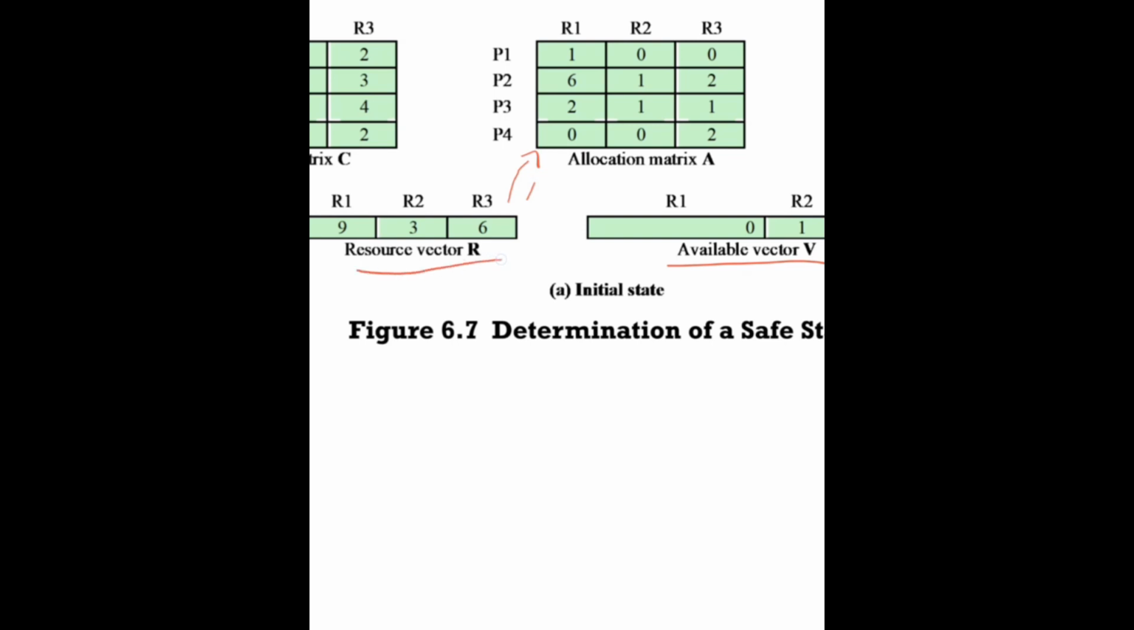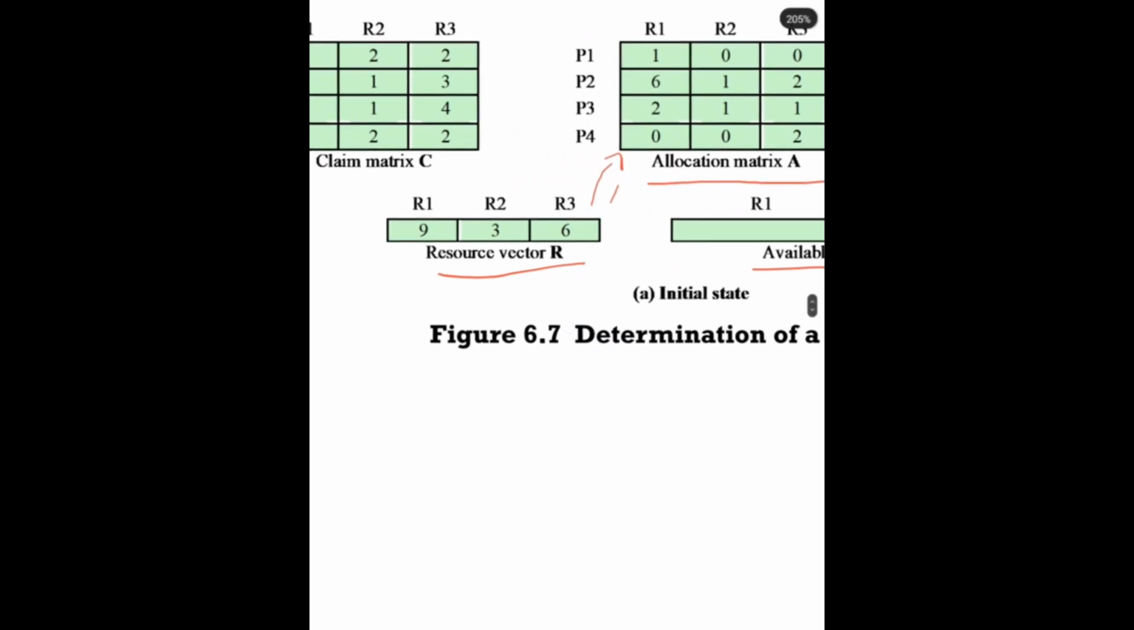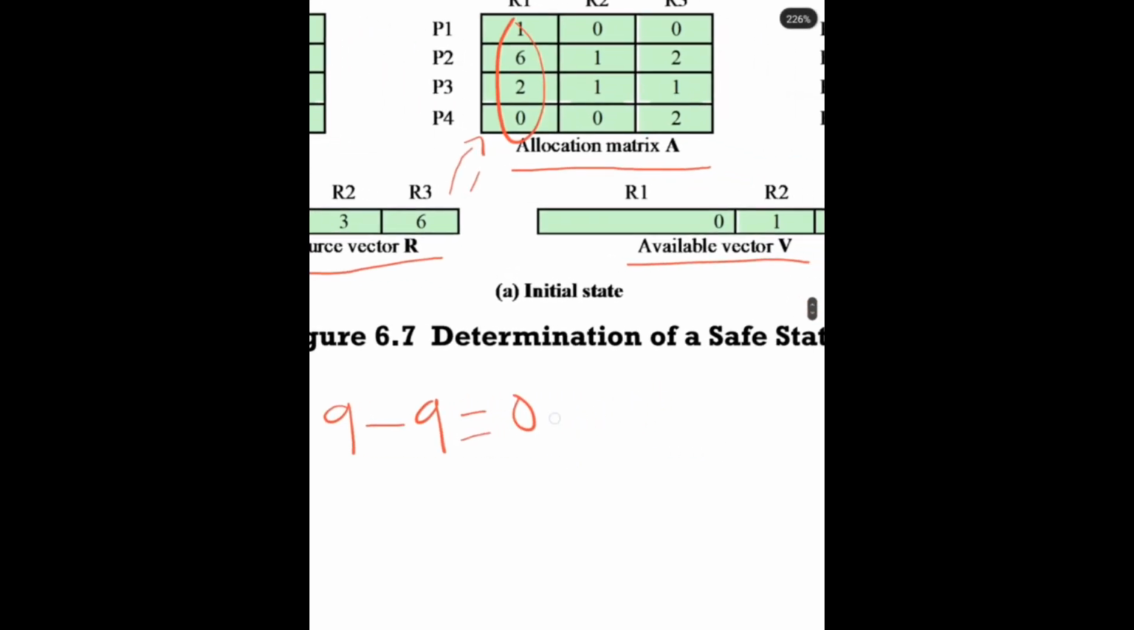After that, we need to find the available vector V. We need the resource vector R minus the allocation matrix A, but we need to first add all resources, such as 1 plus 6 plus 2 plus 0 equals 9. After adding, you can subtract. 9 minus 9 equals 0, and so on.